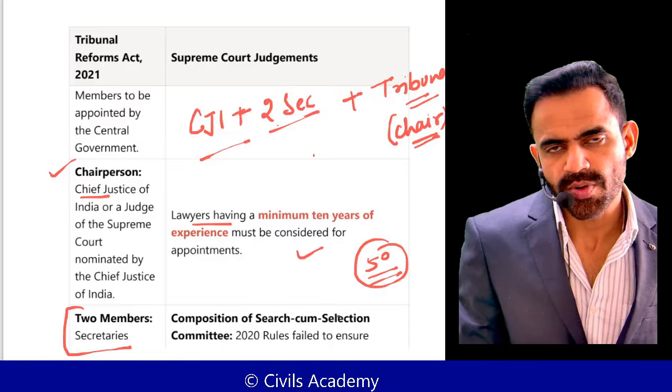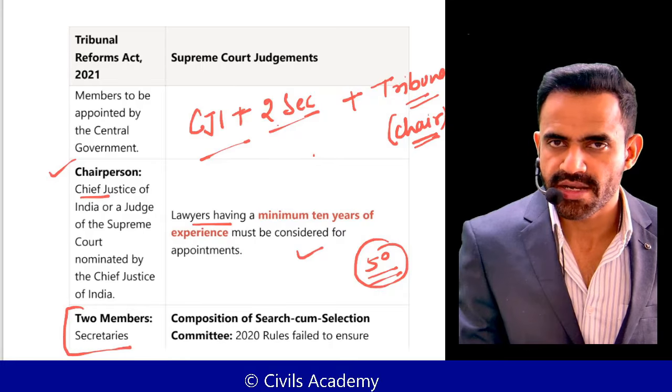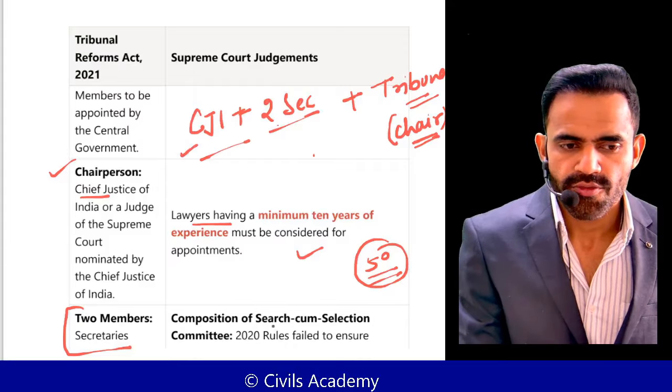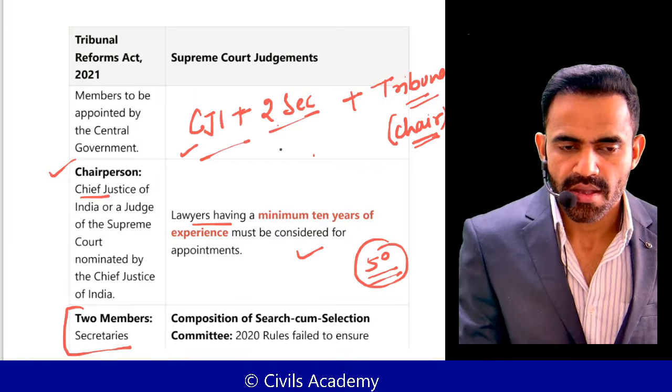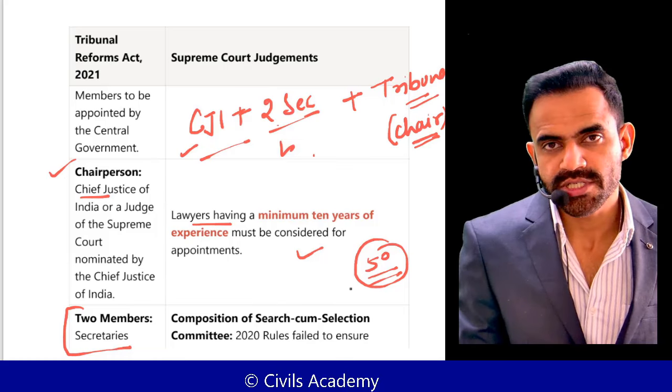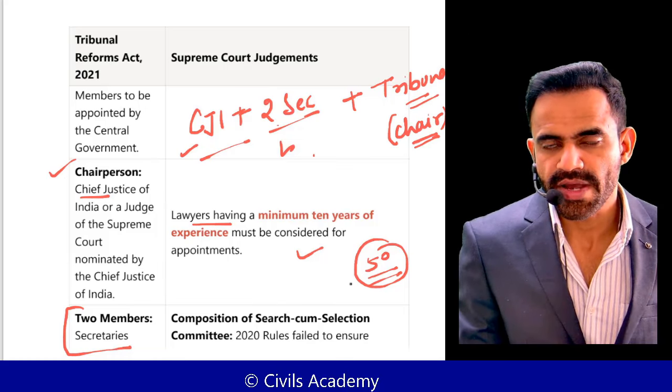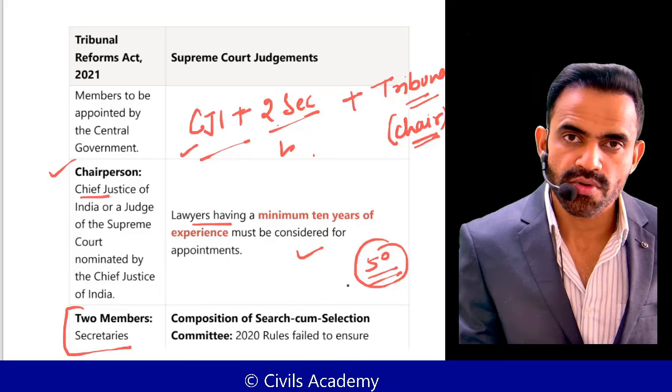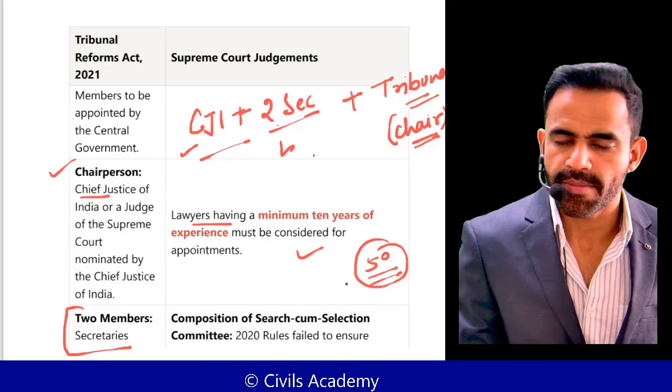The Supreme Court said that in this case the legal members are fewer. From the judicial side there is the CJI, and there are two government officials. So that is a clear-cut violation of separation of power, and that's why the court struck down this particular amendment.